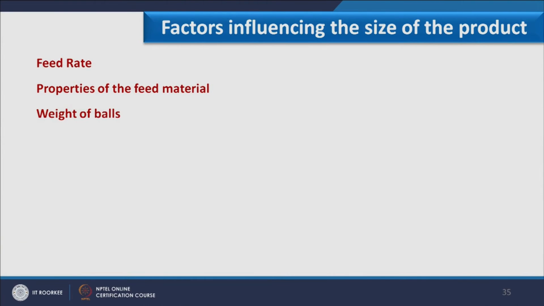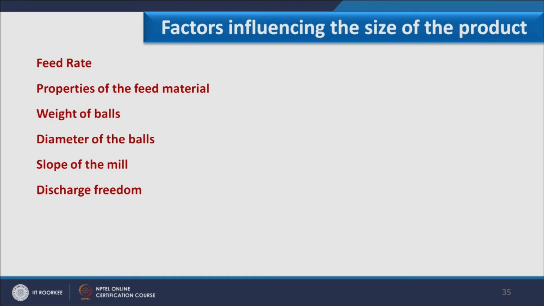Now, in this slide we will discuss the factors which influence the size of the product in the ball mill. First is of course the feed rate, second the property of feed material, weight of balls, diameter of balls, slope of mill, discharge freedom, and speed of rotation of the mill.